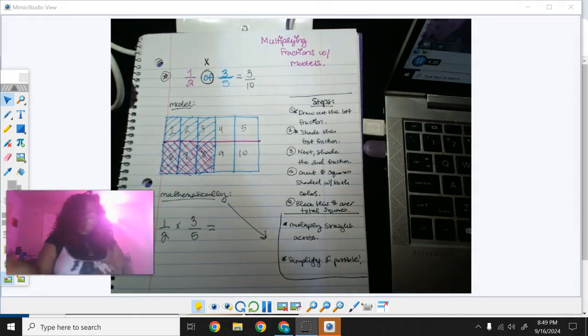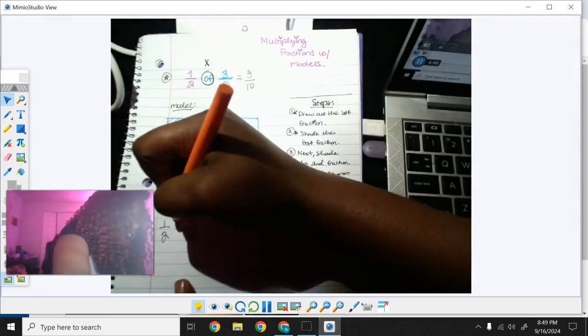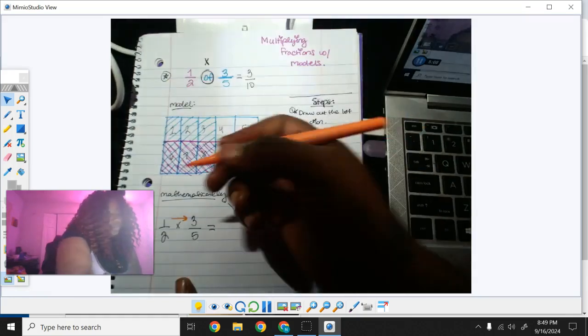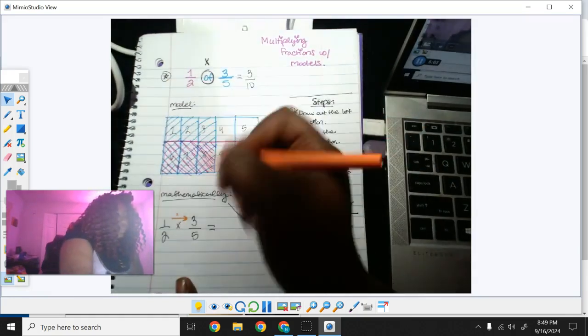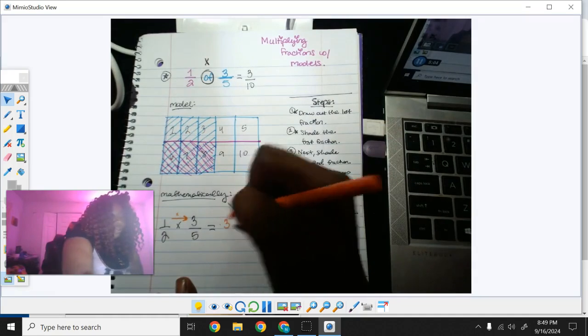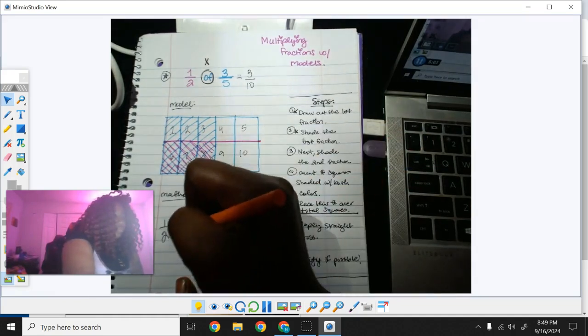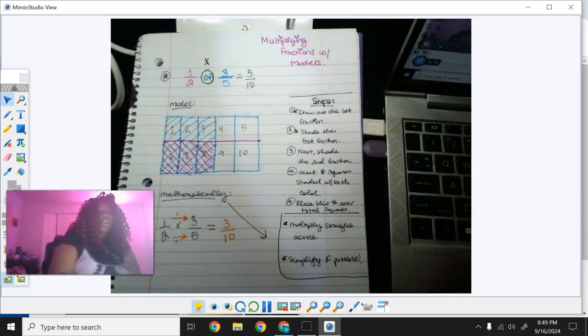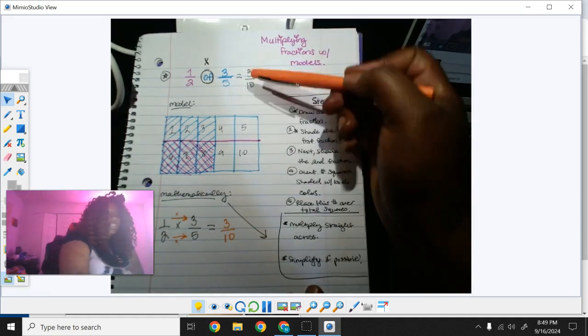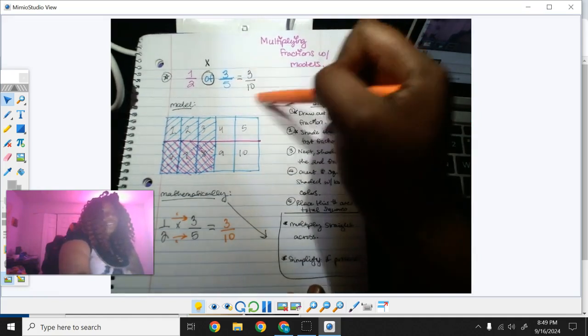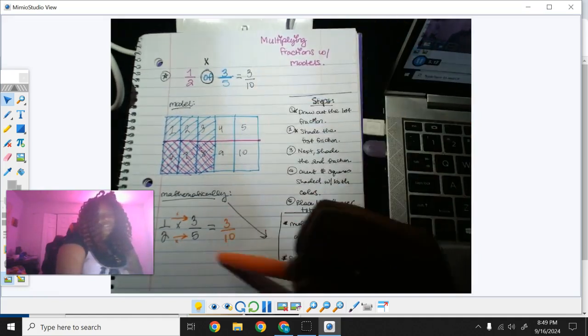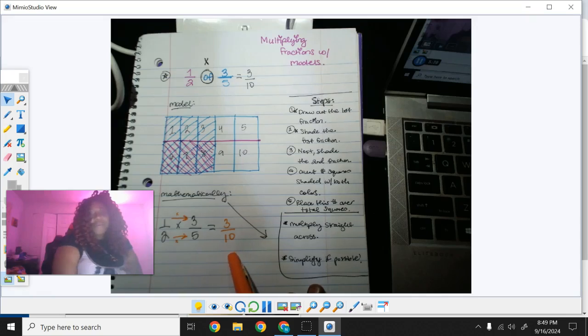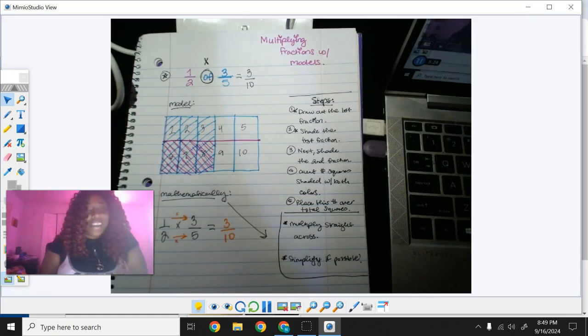All right. Multiplication of fractions goes straight across. So 1 times 3 is 3. 2 times 5 is 10. And if you're paying attention, you can see that I got 3/10 for my model as well as 3/10 for my mathematical equation. And that is how I multiply fractions using models.